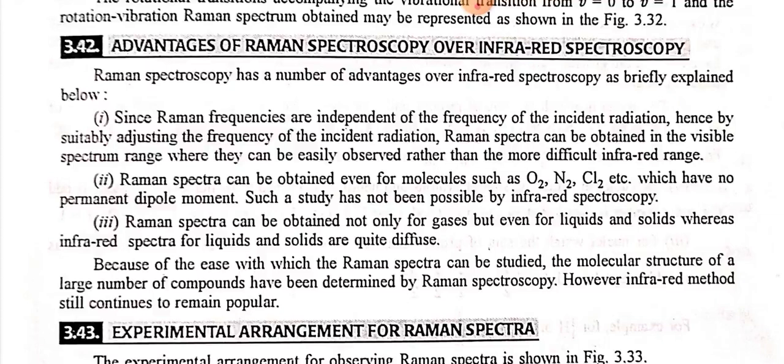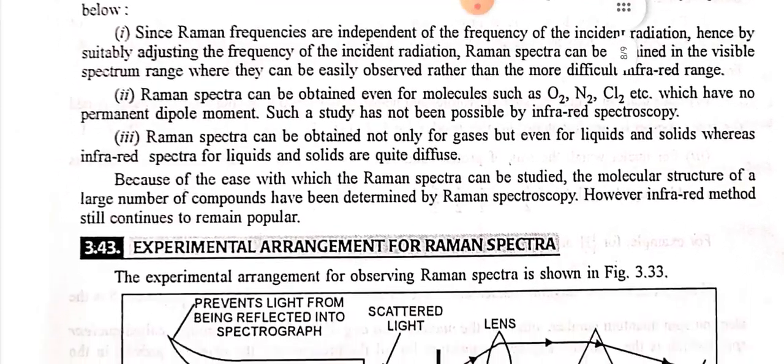Third, the Raman spectra can be obtained not only for gases but even for liquids and solids, whereas infrared spectra for liquids and solids are quite diffuse. Because of the ease with which Raman spectra can be studied, the molecular structure of a larger number of compounds has been determined by Raman spectroscopy. However, the infrared method still continues to remain popular.